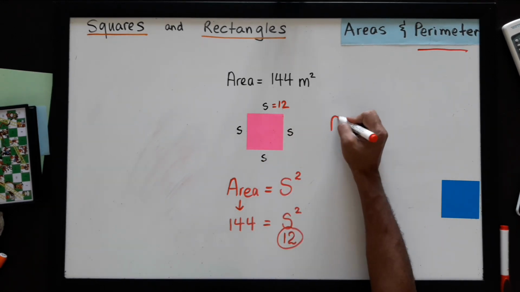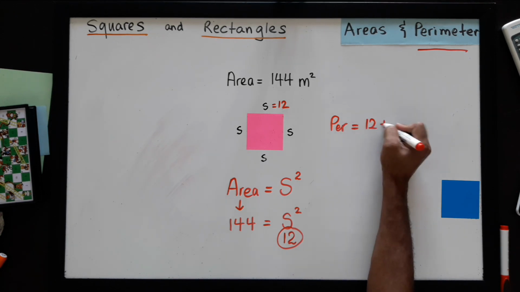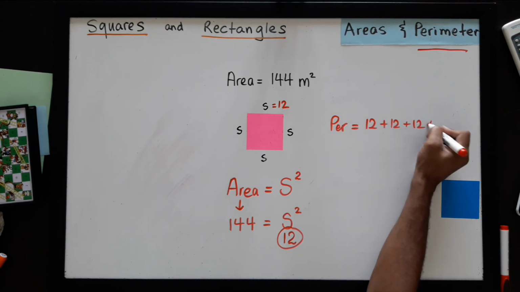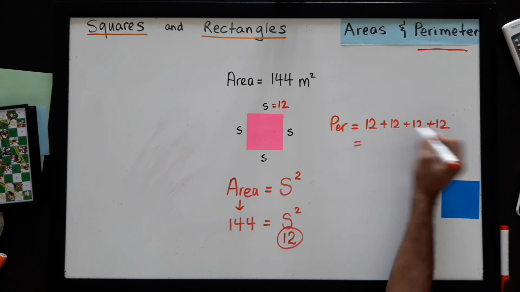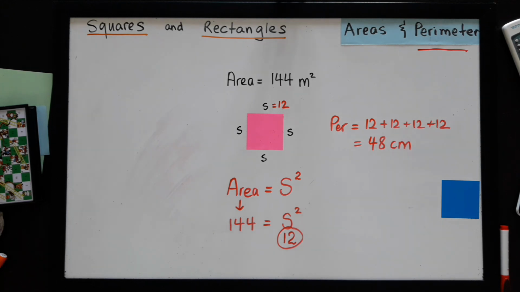So the perimeter, I'll just put PER, would be 12 plus 12 plus 12 plus 12, better known as 12 multiplied by 4, which will give us 48 centimeters. Now, once again, this question was only easy because it was really easy to figure out what number, if we were to square it, would give us 144.